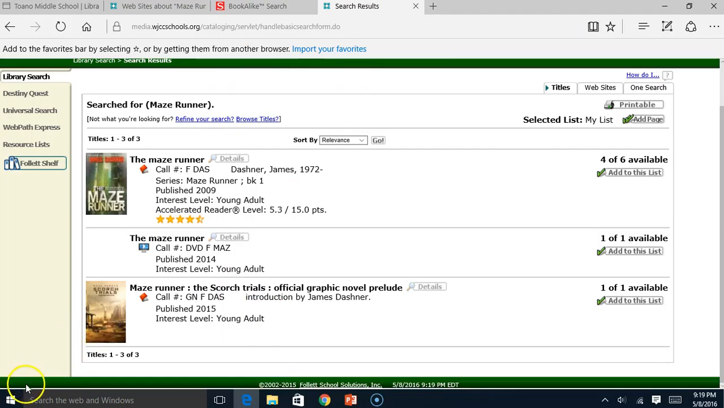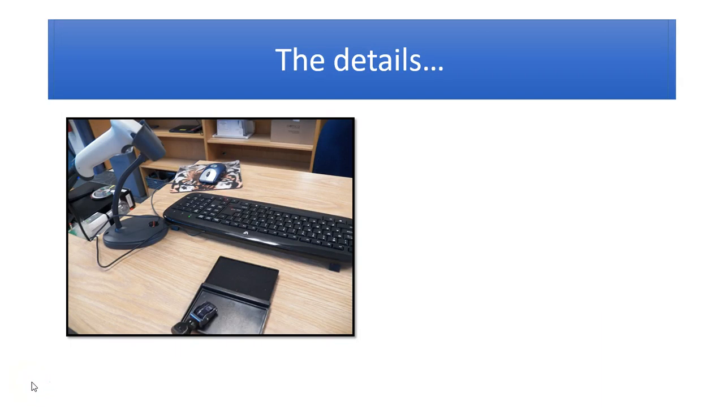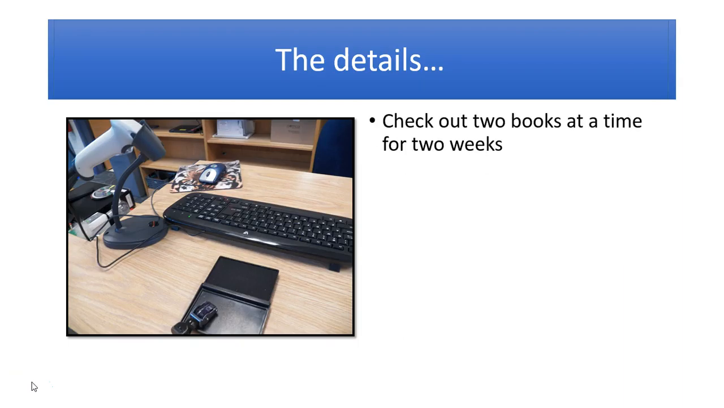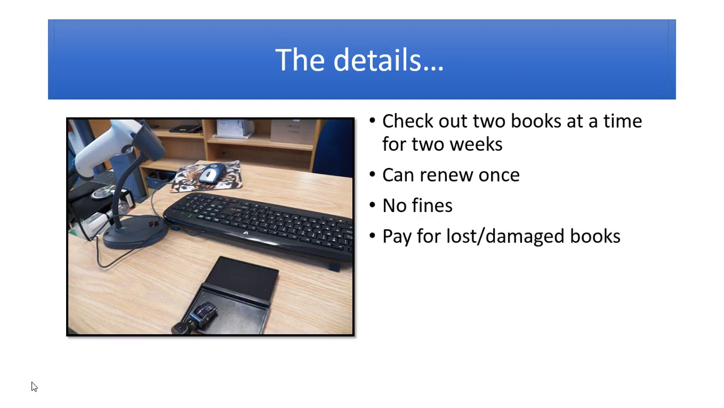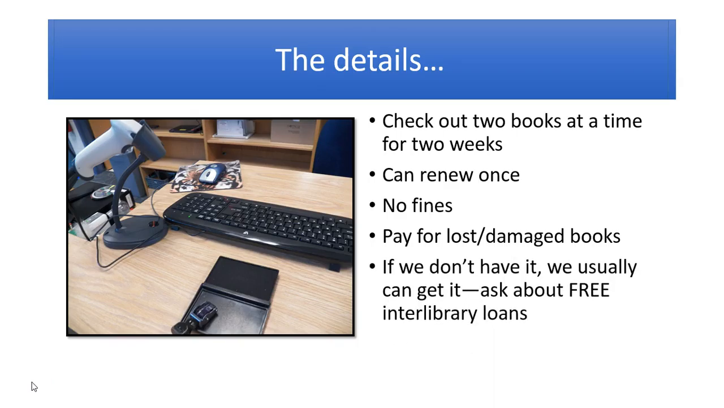Now let's go back. Our field trip is ended. So once you find the book that you're looking for, especially if you're looking for one by title, you can check out 2 books at a time for 2 weeks in our library. You can renew it at least 1 time. There are no fines, and of course if you lose a book or if you damage a book, you need to pay for it. We do send out overdue notices. We do send out bills for books that are not returned. And remember, if there's a book that we don't have, we can usually get it, if it's appropriate to our library, through a free interlibrary loan service that we're part of.